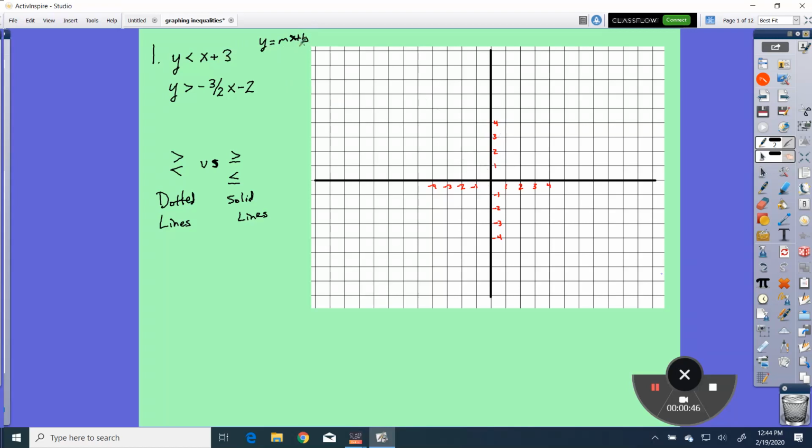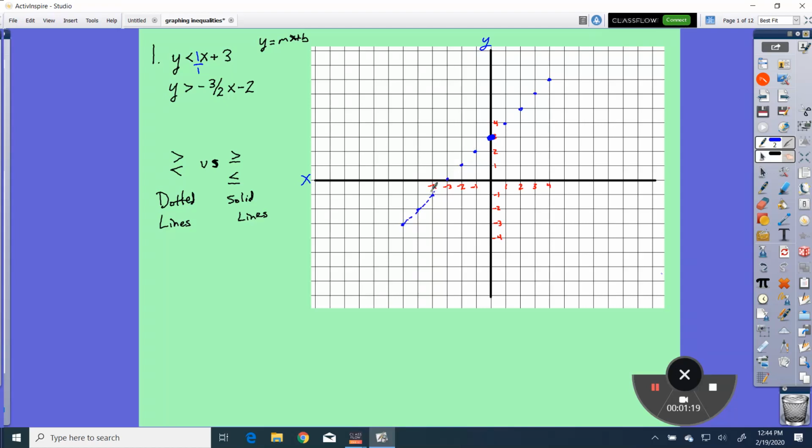So remember, this b is the y-intercept. That's where it crosses the y-axis. So I start at 3 on the y-axis. Remember, this is your x-axis, this is your y-axis. So I put a 3 there. There's not a number in front of x, so that means there's an understood 1 over 1. So the slope on this is up 1 over 1, up 1 over 1, up 1 over 1. You can follow that pattern for as long as you'd like.